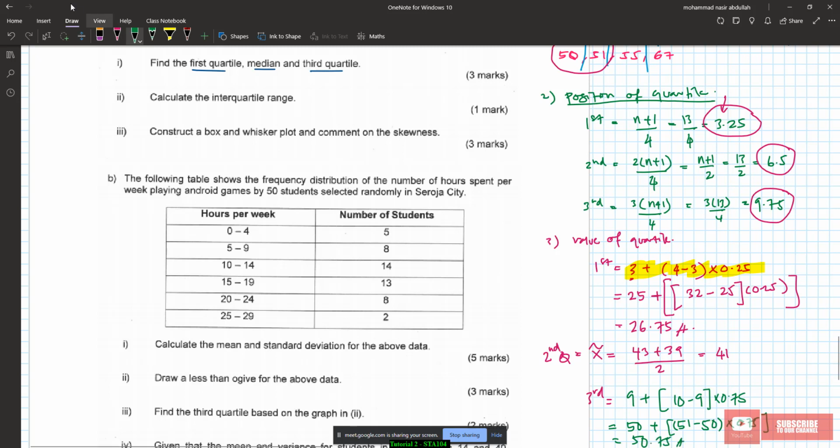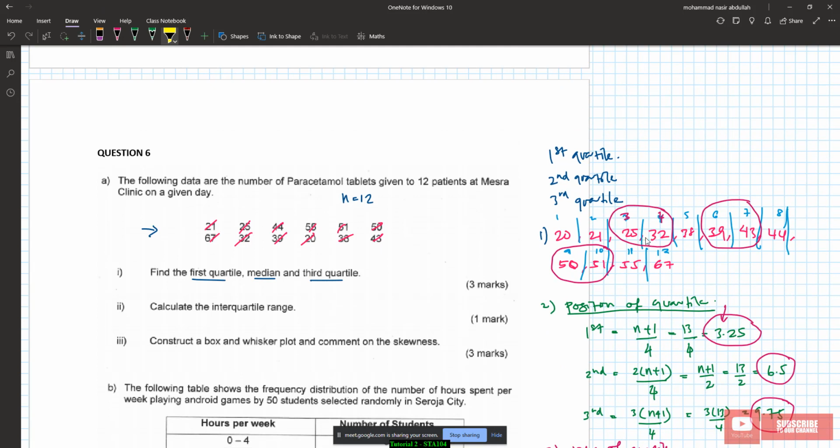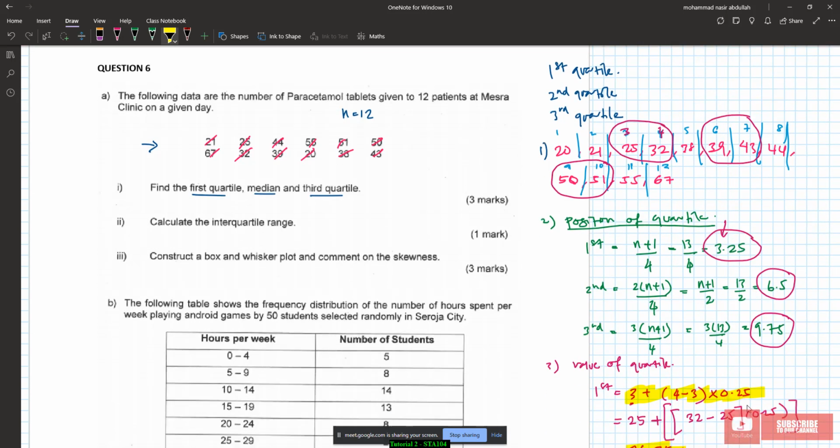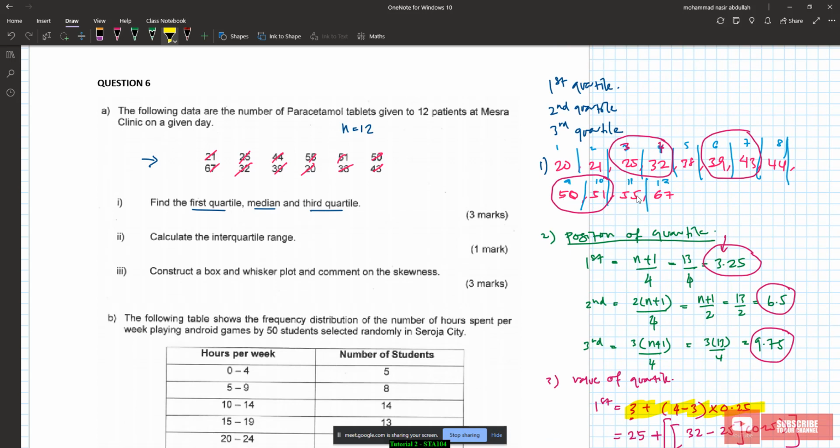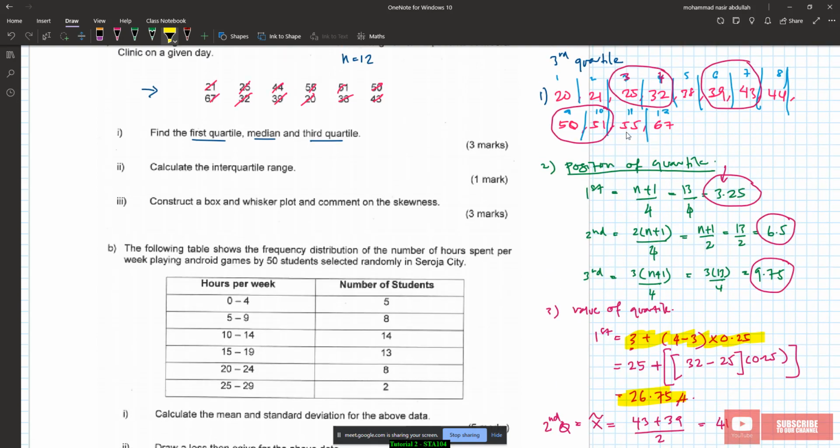Yes, 50.75. If you notice, the value that we got here, 26.75 for quartile number 1, should lie between 25 and 32. Right? Dia tak boleh kecil daripada 25, tak boleh besar daripada 32. Same goes to second quartile, which is median, 41 should be between 39 and 43. The last one pun sama juga, 50 and 51. Right. So this is for finding first quartile, median and third quartile. You already know median is also equal to second quartile.